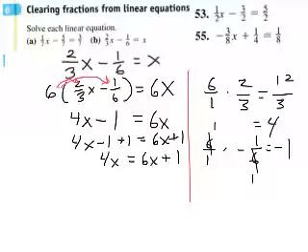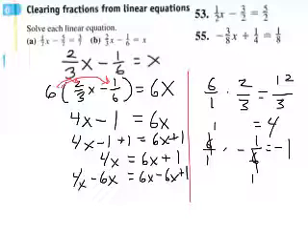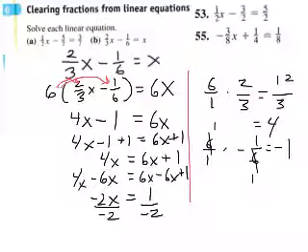And then I'm going to subtract 6x from both sides. 4x minus 6x equals 6x minus 6x plus 1. And that gives me negative 2x equals 1. Divide both sides by negative 2. And that gives me x, because the negative 2s cancel each other out and become 1. So we have x equals negative 1/2.